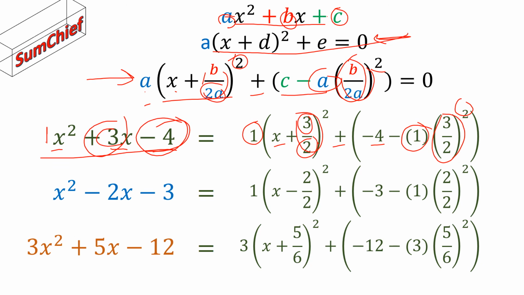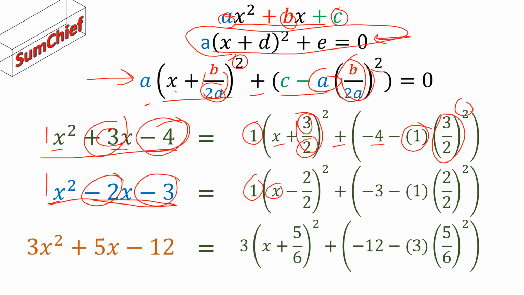Next one, x squared minus 2x minus 3, where a is 1, b is minus 2, c equals minus 3. So here we go, we've got the a value, x, b, the 2a, the minus 3, which is the c value, that's the a value, and then again the b over 2a.